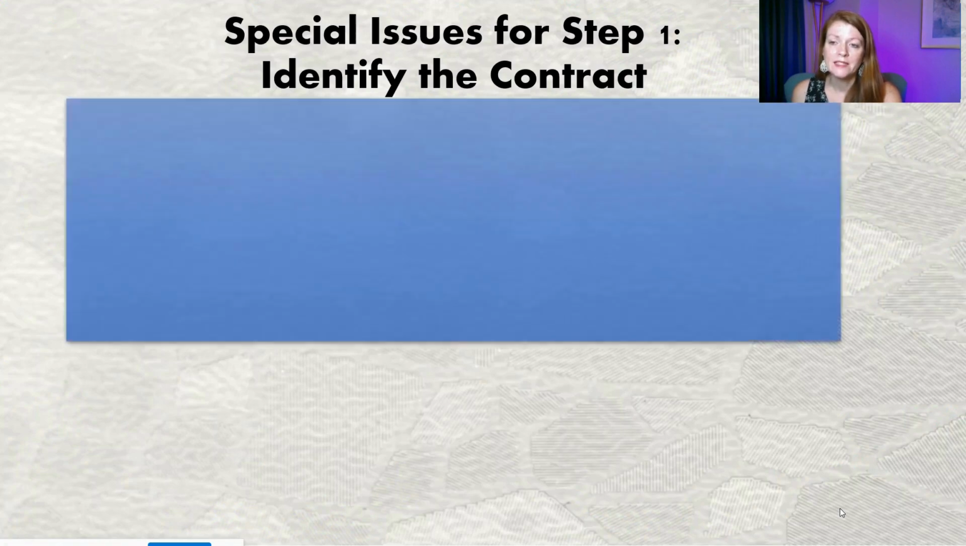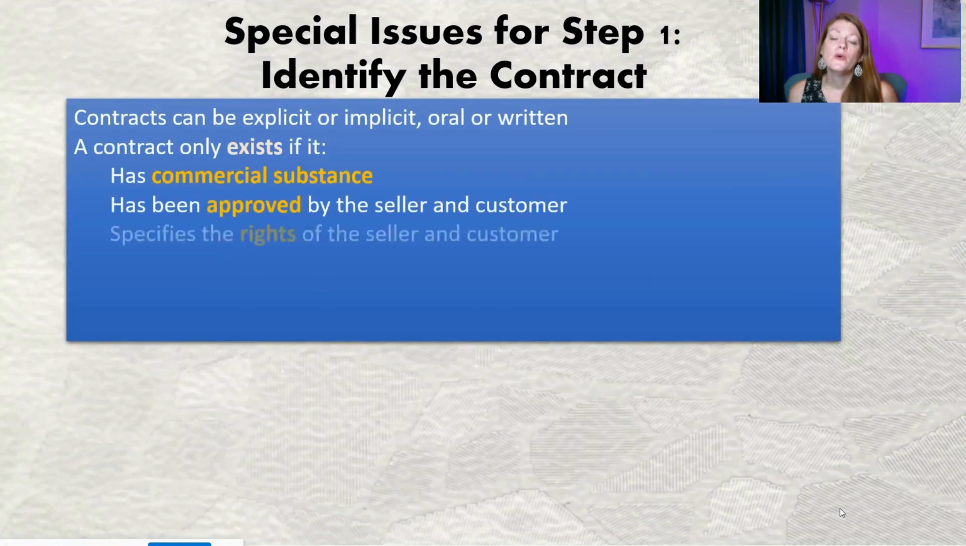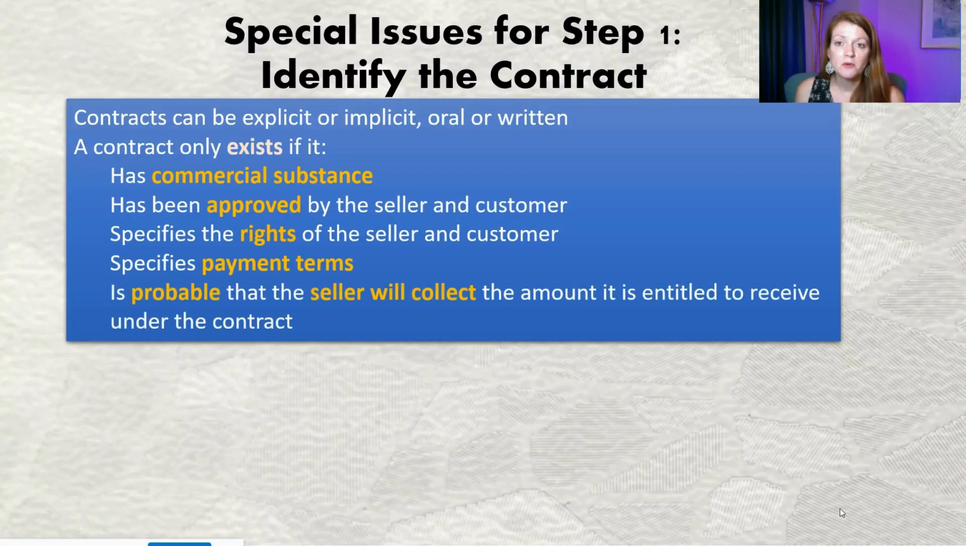So step 1, identify the contract. Contracts can be explicit or implicit. They can be oral or written. A contract only exists if it has commercial substance, which means it has a material impact on the financial statements or a cash flow. It actually is going to be an amount worth recognizing. It has been approved by the seller and the customer, super important. It specifies the rights of the seller and customer and specifies the payment terms. Again, this can be oral or written.